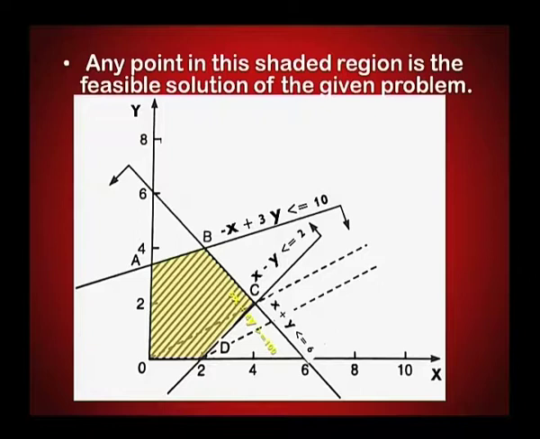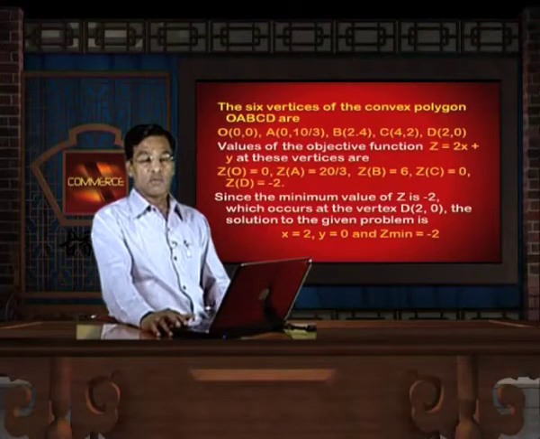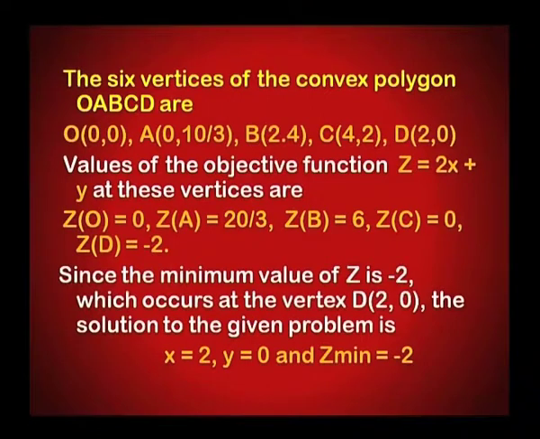The feasible region OABCD gives the solution. The maximum value of Z is at one of the corners of this region, so we find the value of the objective function at these corners. The 5 vertices of the convex polygon OABCD are O (0, 0), A (0, 10/3), B (2, 4), C (4, 2), D (2, 0).